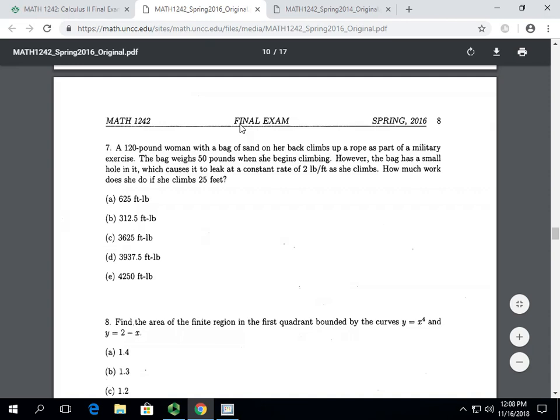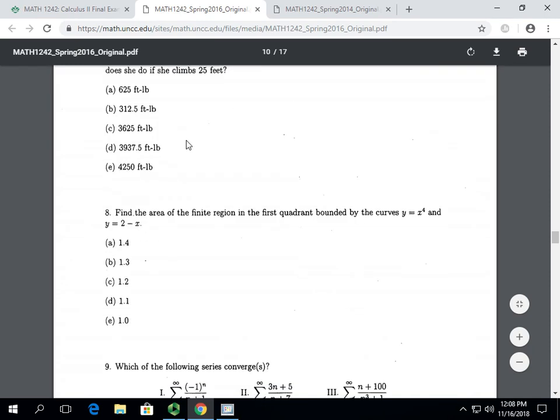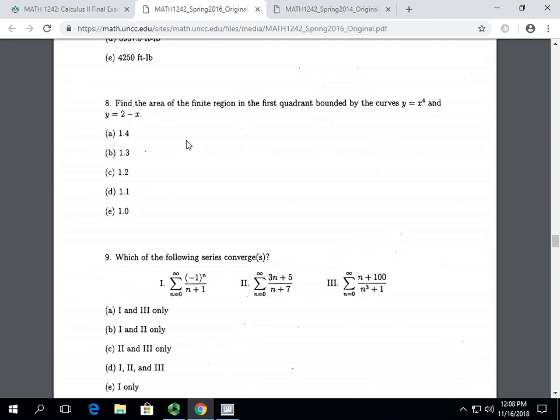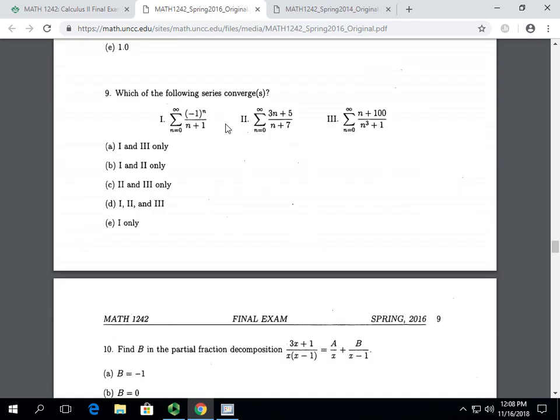A 120-pound woman with a sandbag. You've got to remember seeing this problem? Yeah, I put it on your exam. I changed the numbers a little bit because I made it metric, but whatever. Area between two curves. Oh, here's one right here.